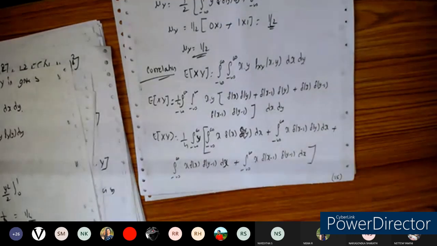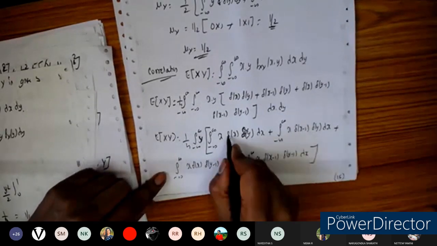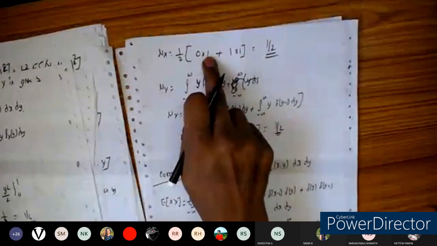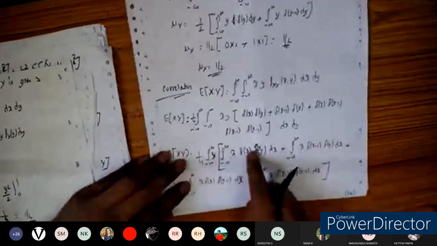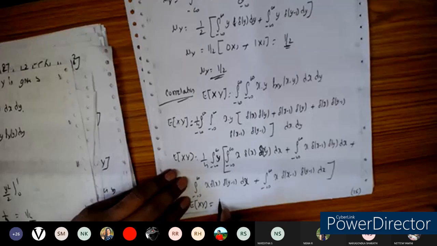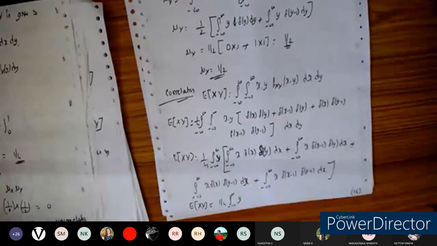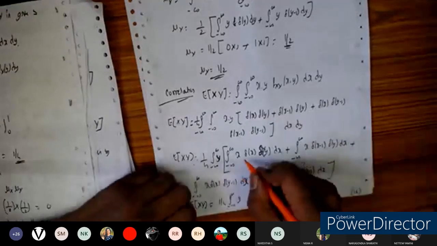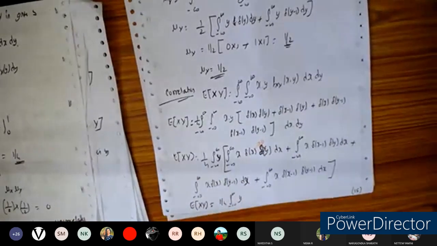So what shall we do? Let us integrate this here. You know the integration of x into delta of x into dx, we have already done in the previous cases. It is 0 into 1. So for the correlation, this will become 0. We know that, so it will become equal to 0 here.